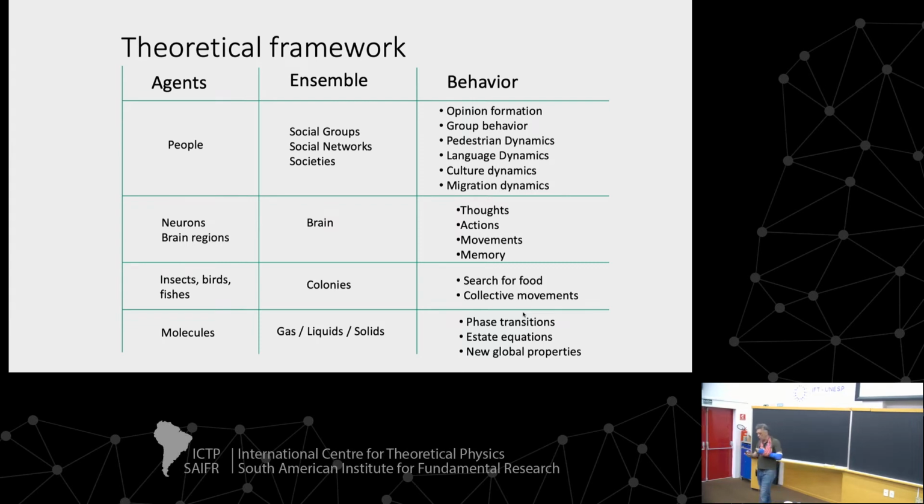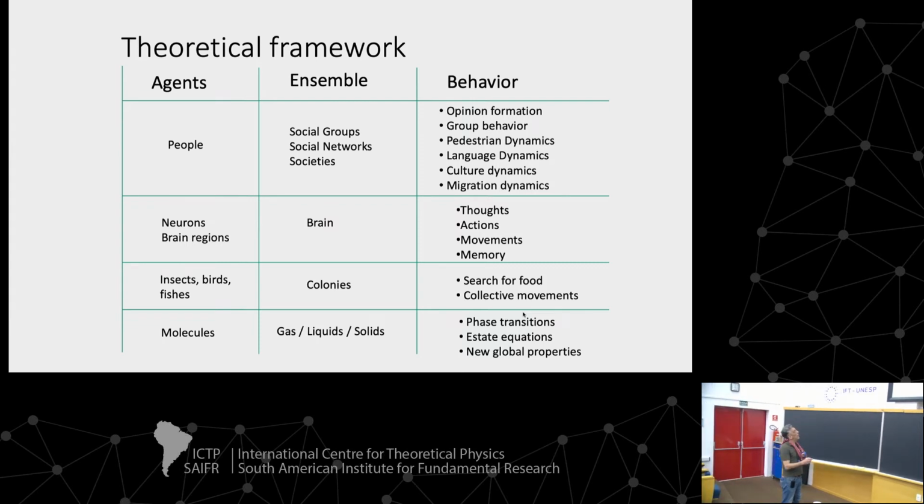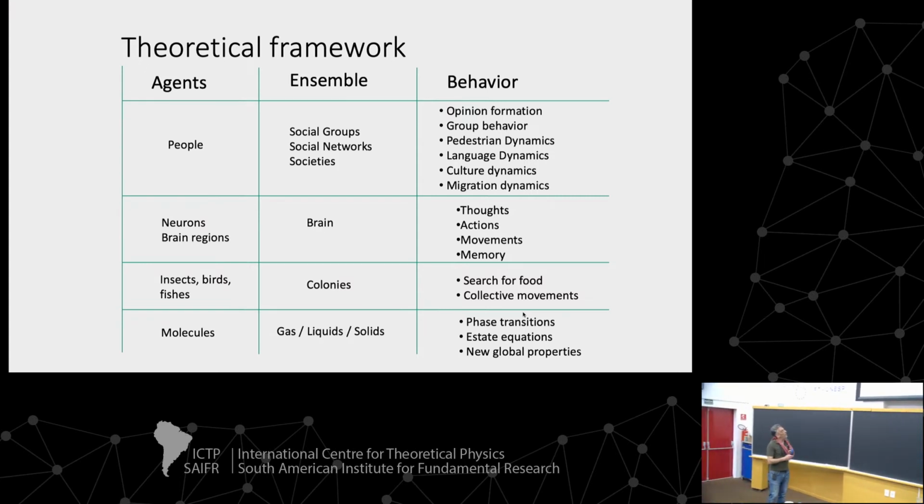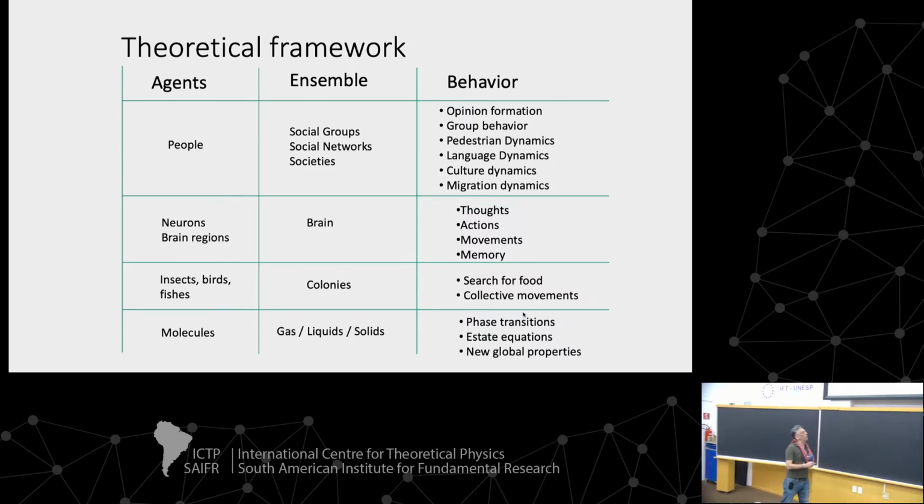And in this framework, we can have agents. You can see here that I am just reducing the problem to some common elements. In some way, I'm thinking about modeling complex systems. Agents can be people, neurons, insects, molecules. The ensemble can be a social group, a brain, etc. And the emergent properties can be one of these.